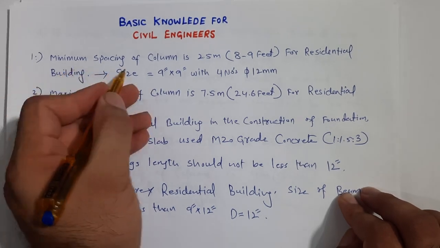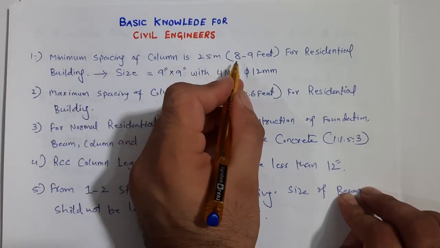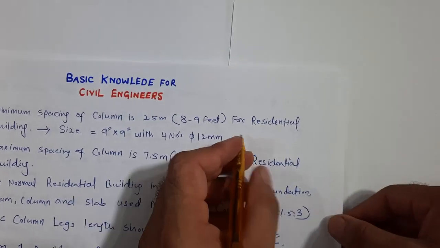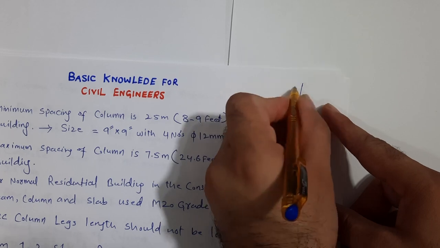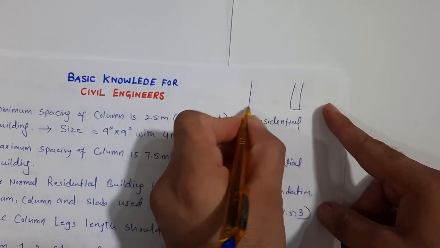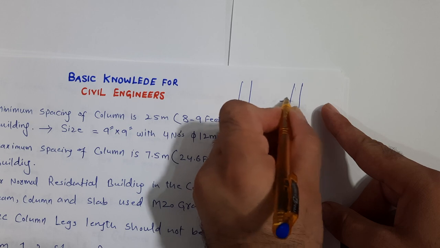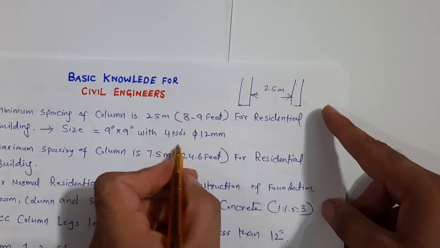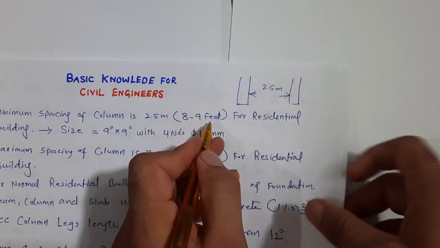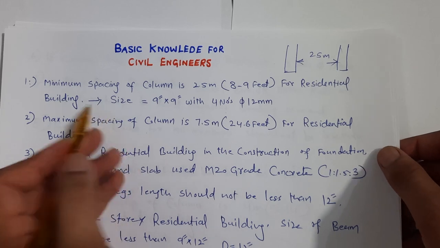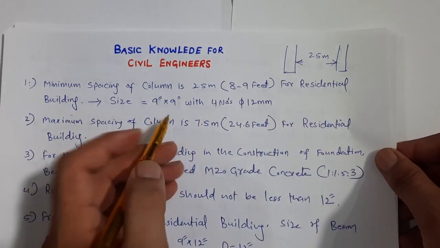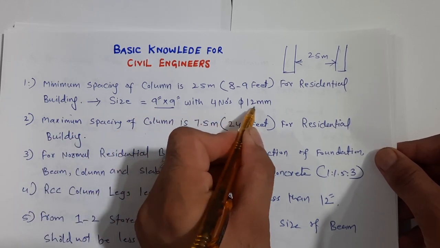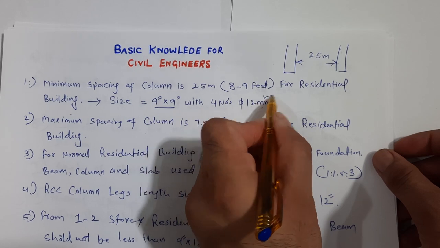The first one is minimum spacing of column is 2.5 meter or 8 to 9 feet for residential building. As you can see guys, this is RCC column, this is one column and this is the other column. So the minimum span between two columns is 2.5 meter or 8 to 9 feet. Remember this is for residential building, so the size should not be less than 9 by 9 inches including 4 numbers of steel rods. Dia should not be less than 12 mm.